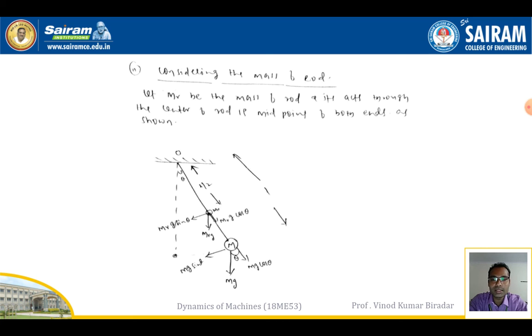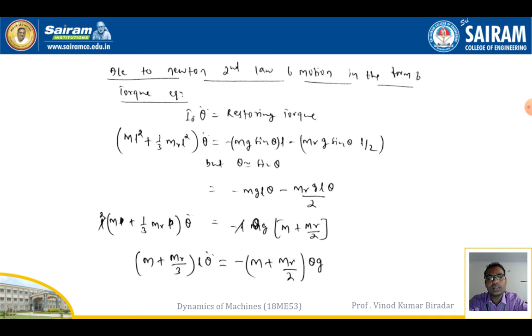Theta is the angle of swing measured from the axis. According to Newton's second law of motion, in the form of the torque equation, the restoring torque is equal to I naught theta double dot. I naught is equal to m L square plus 1 by 3 m_r L square, times theta double dot, equal to the restoring torque. There are two forces: one from the bob and another from the rod's mass. So, minus m g sin theta into L, minus m_r g sin theta into L by 2.